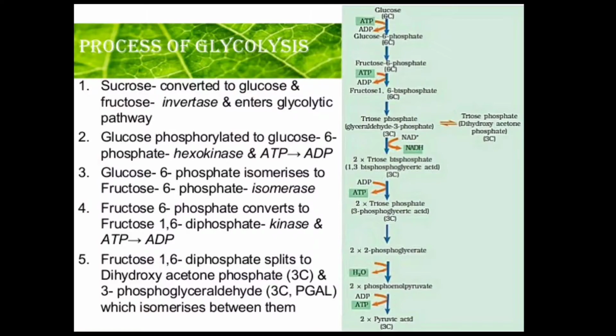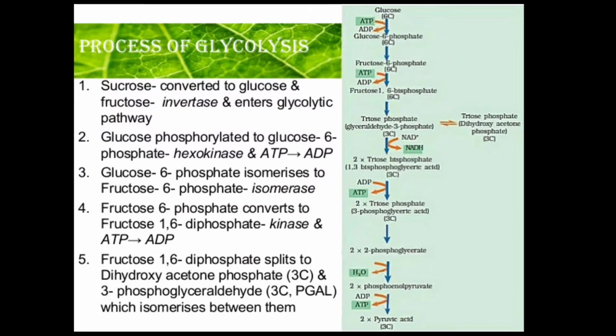Then glucose 6-phosphate is converted into its isomer fructose 6-phosphate through molecular rearrangement. Now this fructose 6-phosphate is again phosphorylated with the help of ATP, forming fructose 1,6-biphosphate. And during this reaction, ATP is converted to ADP.